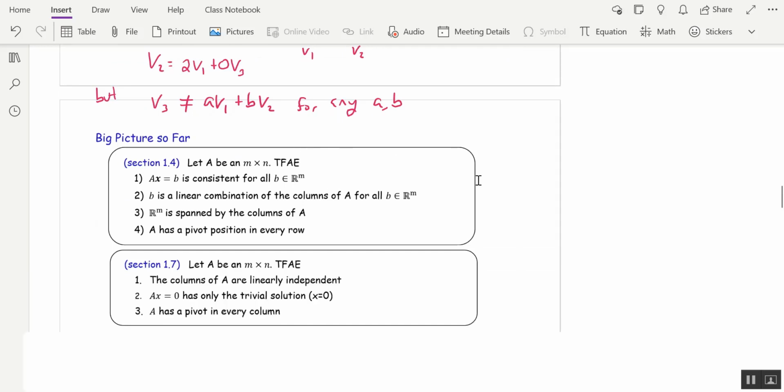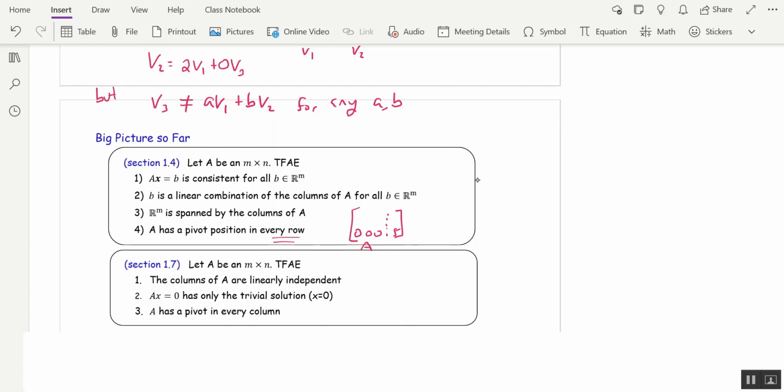Okay, and here I want to end it with just a recap of what we have so far in terms of pivots. So when we're looking at Ax equal b being consistent for all b, we want to be looking for pivots in every row. The reason for that is when we take A and augment it with b in the last column, we don't want to end up with all zeros and then something non-zero, like 5. That would be bad. That can't happen if A has a pivot in every row.